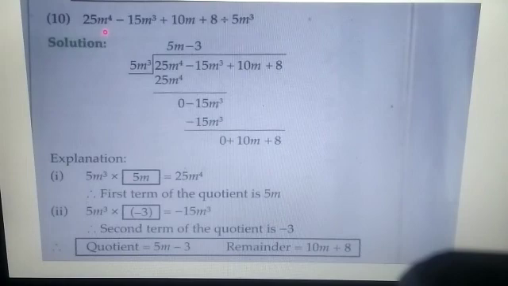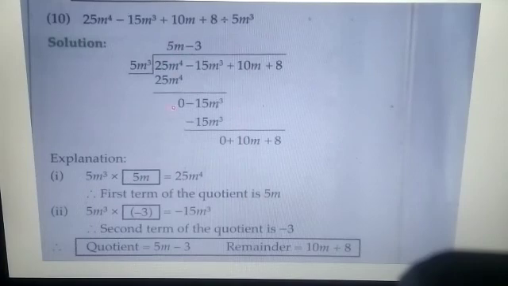10th sum here: 25m raised to 4 minus 15m cube plus 10m plus 8 divided by 5m cube. So 25m raised to 4 minus 15m cube plus 10m plus 8 is divided by 5m cube. Now here, what is the first term of the quotient? 5 into 5 is 25 and m cube is there, so multiply it with m. So 5m cube multiplied by 5m gives 25m raised to 4. That explanation is written here: 5m cube is multiplied with 5m equals 25m raised to 4. So this 5m is the first term of the quotient, that is 5m.